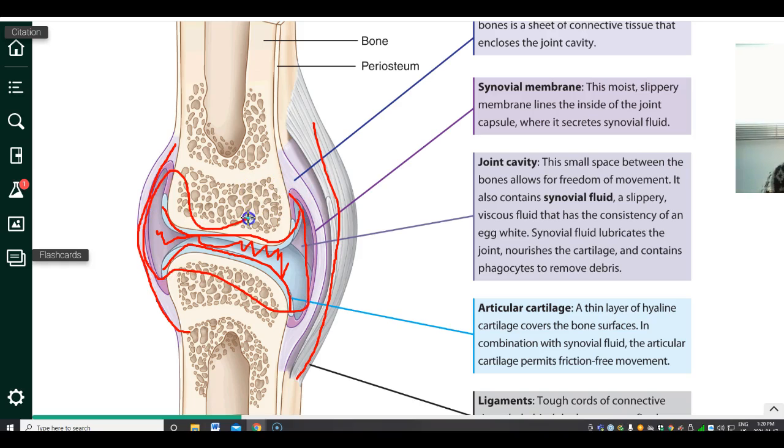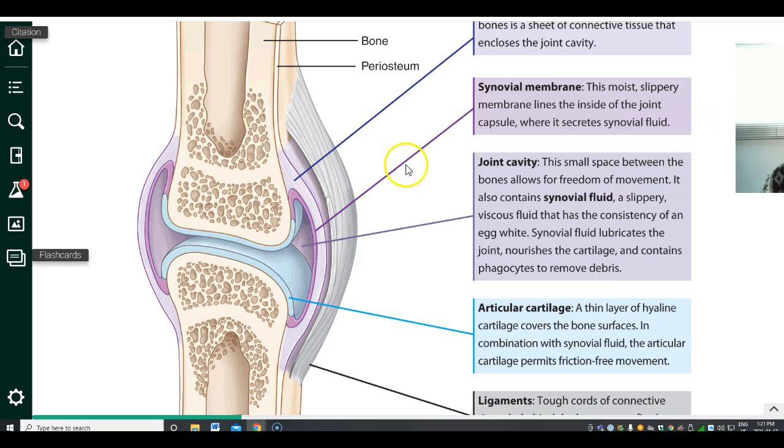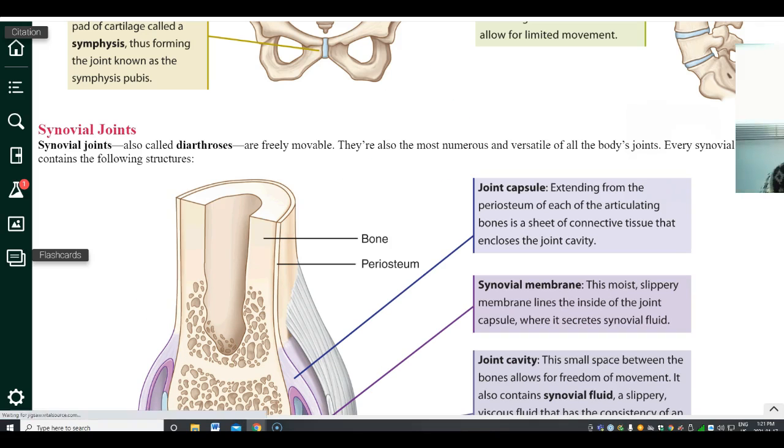So what I want you to understand is a synovial joint is a very complicated, very detailed joint. And then you have this whole joint cavity. Very important for strength, but also for mobility. So you have really good mobility, but you can have problems here with the strength of your joint. So that is a concern with a synovial joint.